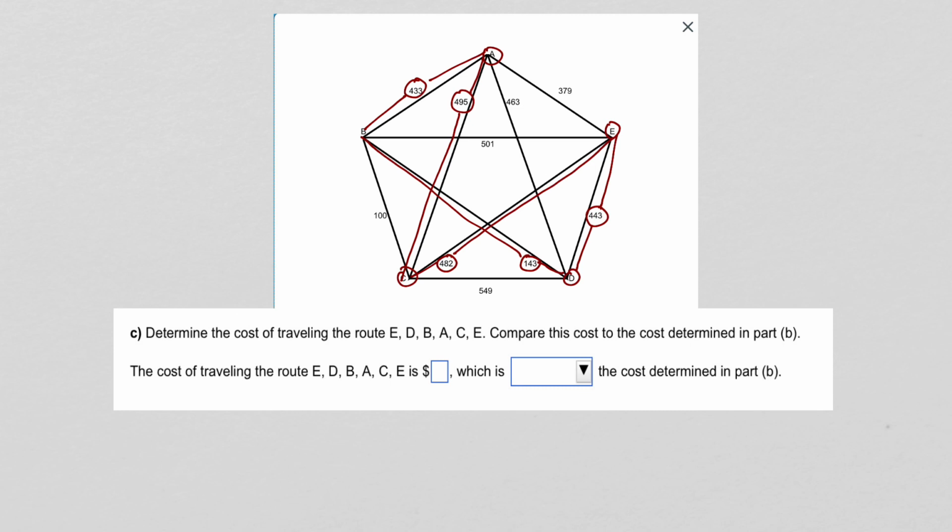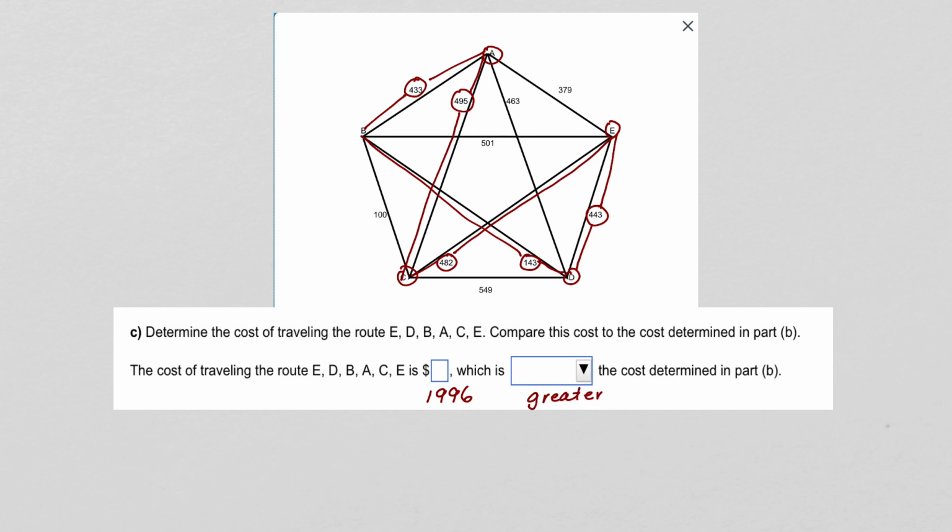So let's see what that adds up to. So that cost is going to be $1,996, and that is greater than the cost that we determined through the nearest neighbor method. So that doesn't prove that the nearest neighbor method is the cheapest, but it's certainly cheaper than the route that they gave us. So that's how you do that problem.